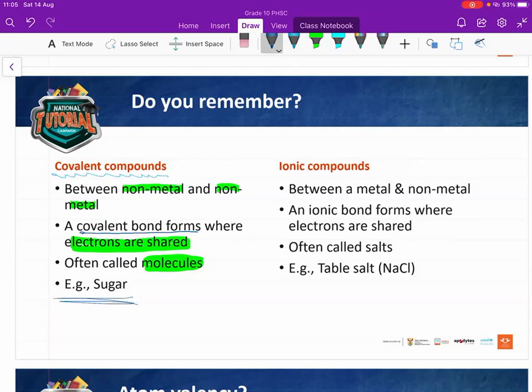Right, ionic compounds. This is a different type of compound and very important for this section of work, because we're going to be mainly dealing with what ionic compounds do when we put them in water. Ionic compounds are between metals, which are on the left-hand side of the periodic table, and a non-metal, which is on the right-hand side. Between a metal and a non-metal, that's where we get an ionic bond. This is not where electrons are shared; this is where electrons are transferred.